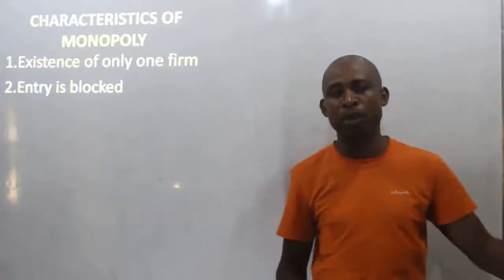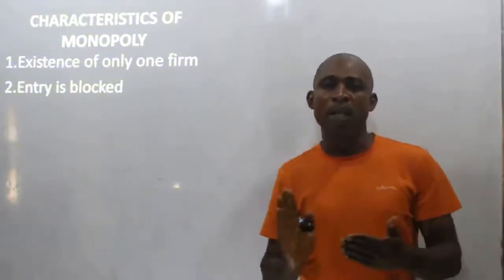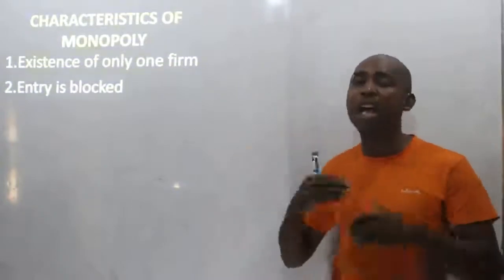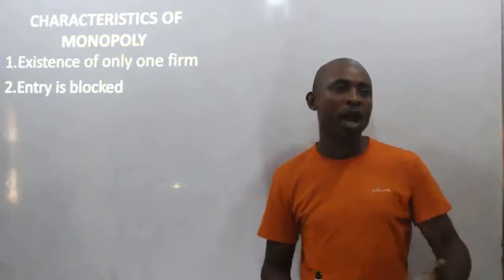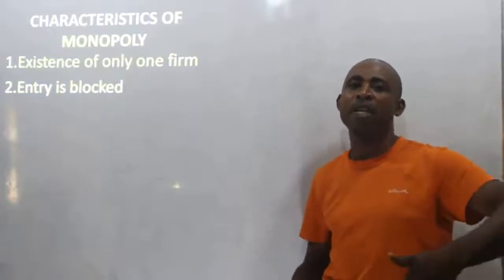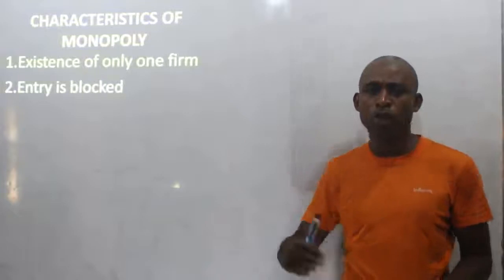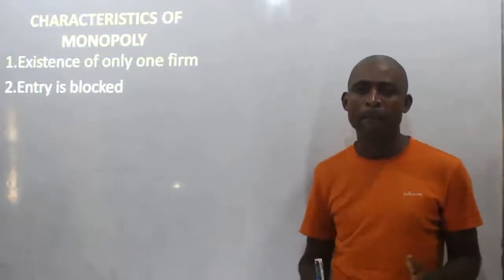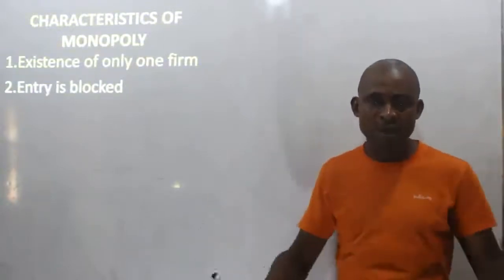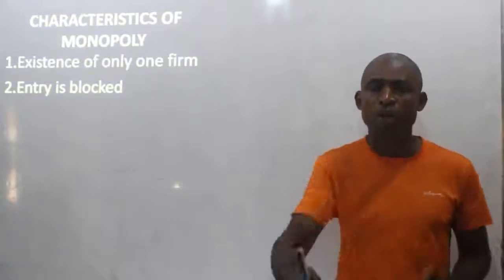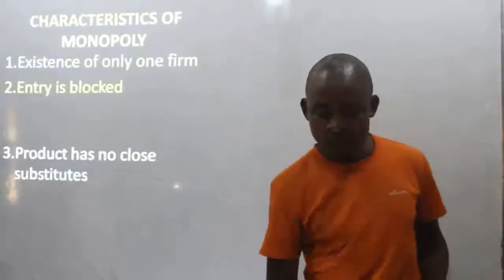Like in perfect competition, entry is not blocked. There is free entry and free exit. But here, entry is blocked. So when the existing firm in the market is making abnormal profit, other firms cannot easily come into the market due to the factors I explained earlier. Maybe due to large capital, patent right, copyright, and the rest. So entry into this market is blocked.